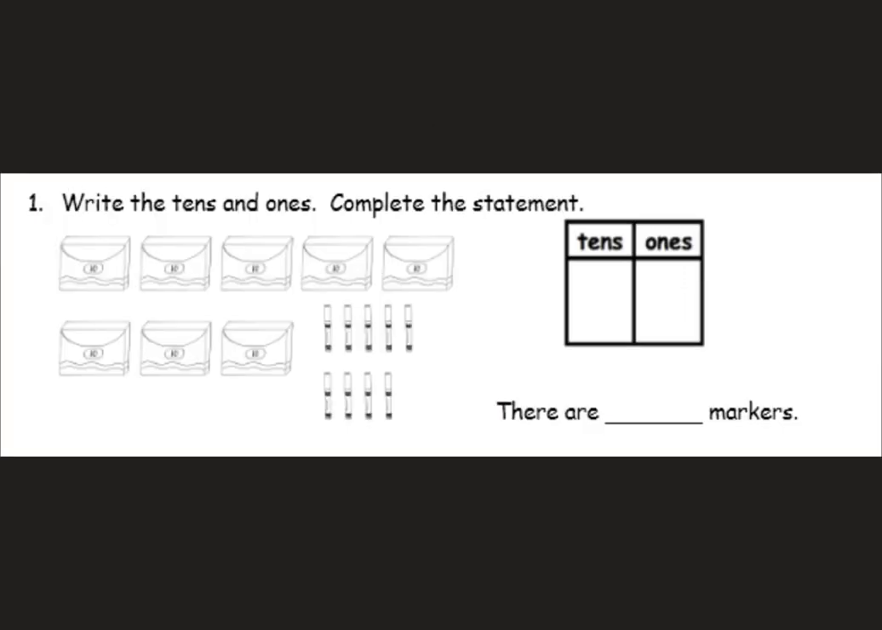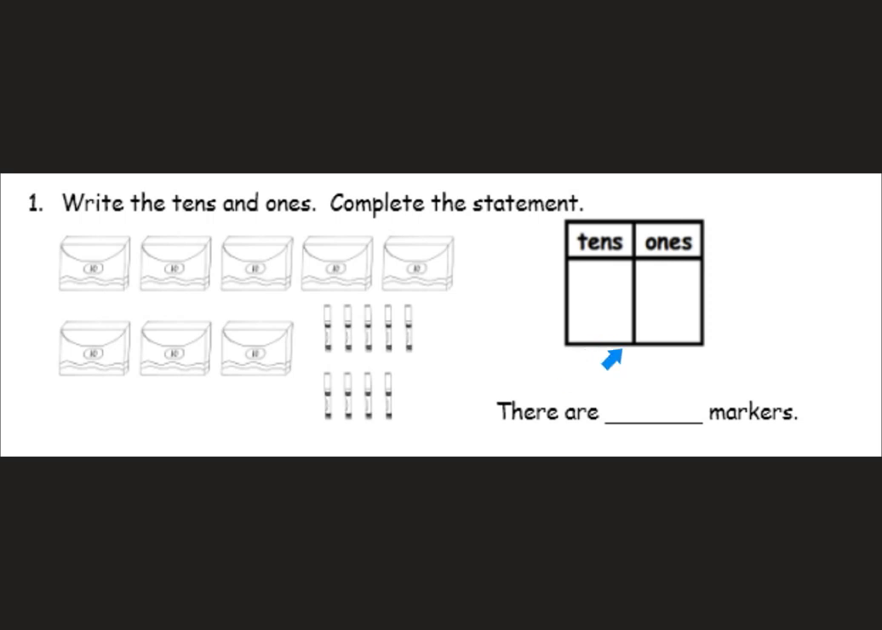Now in this second problem, we're going to focus on it the same way. It says write the tens and ones, complete the statement. We're going to look at just our ones for right now. So in the last problem, we looked at just individual cubes. We're going to do the same thing, but with markers. So we're going to count up each individual marker to see how many we got to put in our ones place. So we have 1, 2, 3, 4, 5, 6, 7, 8, 9. So we're going to write the number 9 in our ones place.